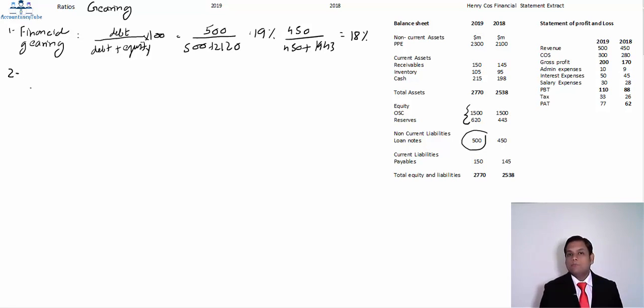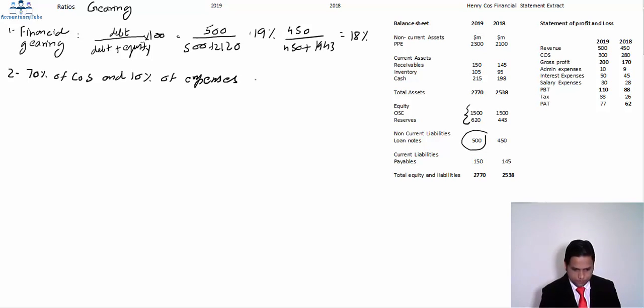Okay, for this purpose we need to break down the variable and fixed proportions of total costs. So we are making an assumption over here that 70% of cost of sales and 10% of expenses are variable cost. So all we need to do is make a chart over here to separate the variable and the fixed proportion of the cost.